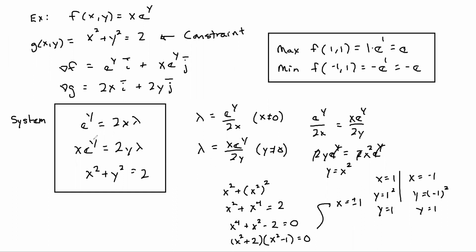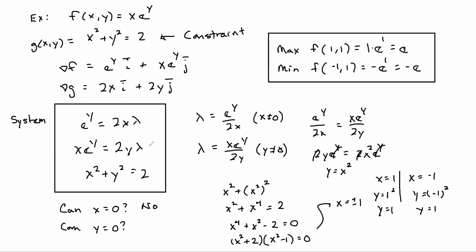All right, so what about x equals 0? Can x equal 0? If I put a 0 here, what happens? Then this whole side becomes 0. Can e to the y equal 0? Is that possible? No. e to the y cannot be 0 no matter what y value we have. Can y equal 0?